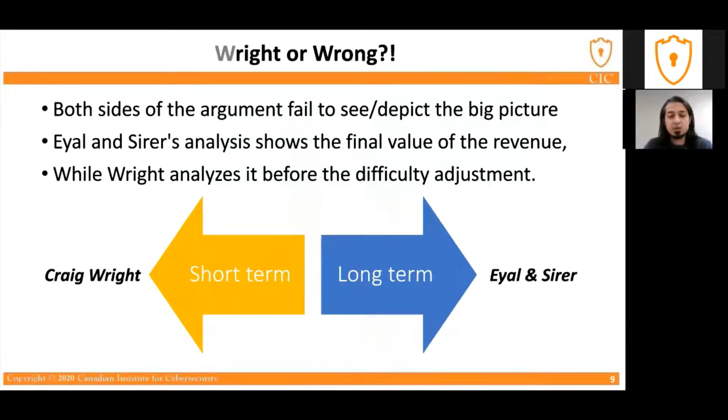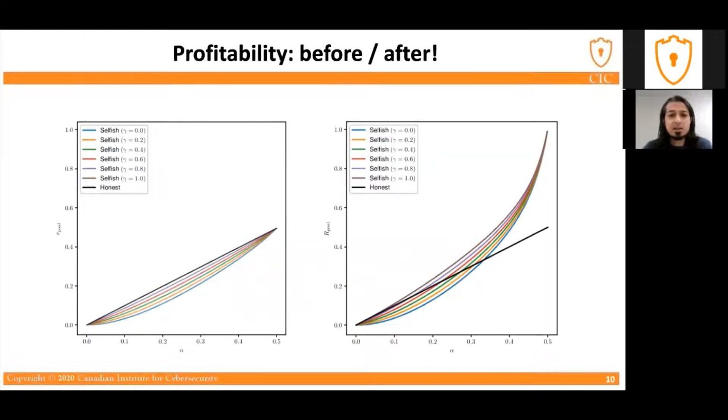We can say both sides of this argument failed to show the big picture here. EL and CR's analysis shows the final value of the revenue after many difficulty adjustment periods, while Craig Wright's analysis shows it before the difficulty adjustment, in the first period actually. So we can say in the short term, Craig Wright's analysis is correct, and in the long term, EL and CR's analysis is correct. And this is the profitability of selfish mining, the same figure that they showed in their work, for before and after the difficulty adjustment.